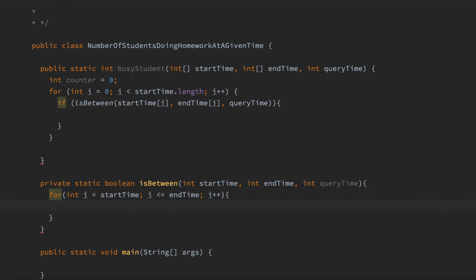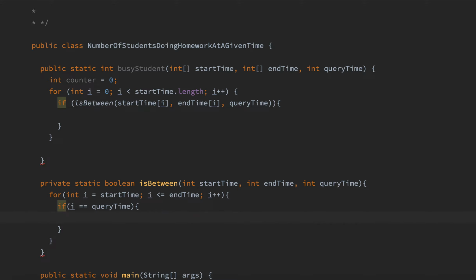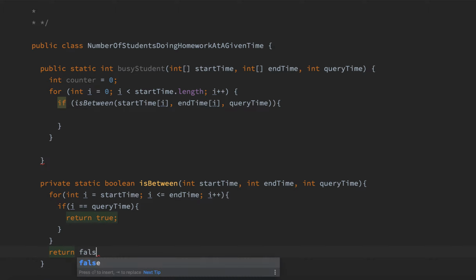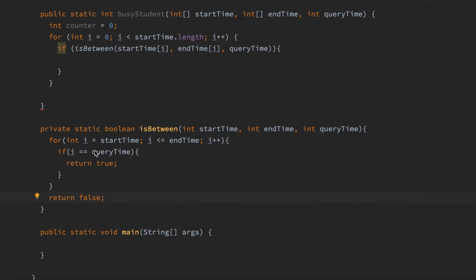And we're going up to the end time, and then we're going to have our i plus plus. Now, if i ever equals query time, so if the query time is ever equal to a time that the student is currently studying at, then we return true. In all of the other cases, so right out here, we can return false. Okay, so that's going to be our helper method here.